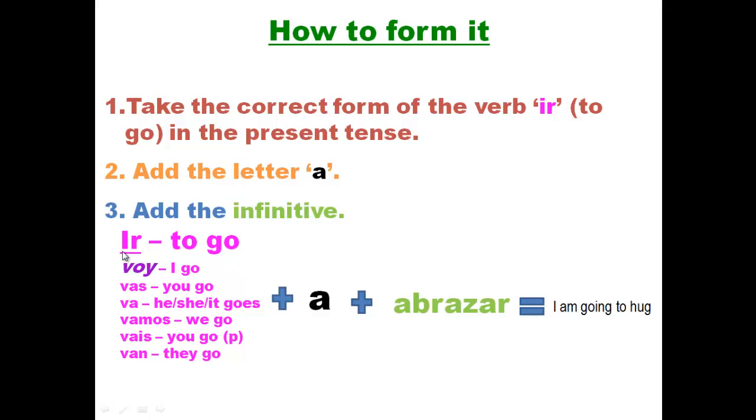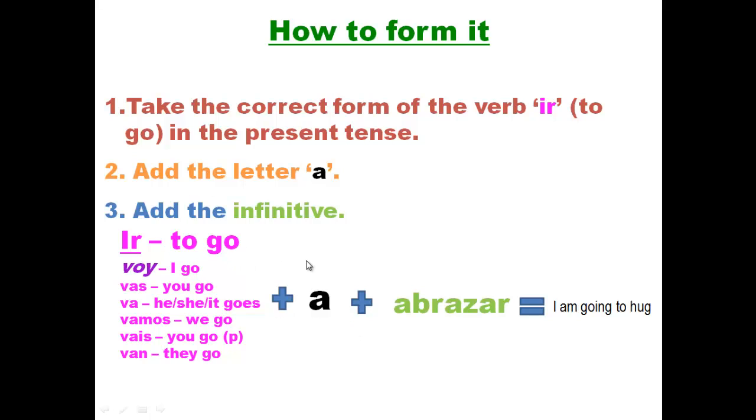about is the ir. And once you learn these 6 conjugations, it's actually easy because the a never changes. And the infinitive, so in this case, abrazar, it doesn't matter if it's regular or irregular in other tenses because you don't change it out of the infinitive. You don't add things to it, you don't take things away from it. So it's nice and easy, voy a abrazar.